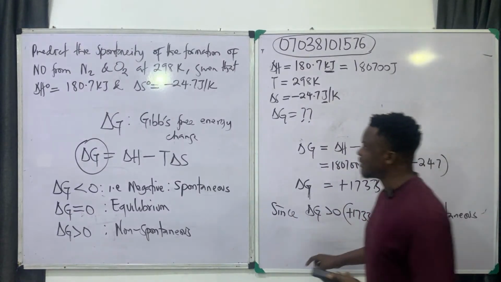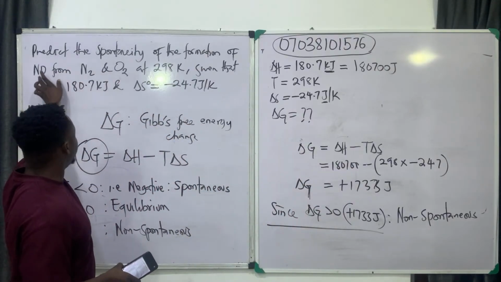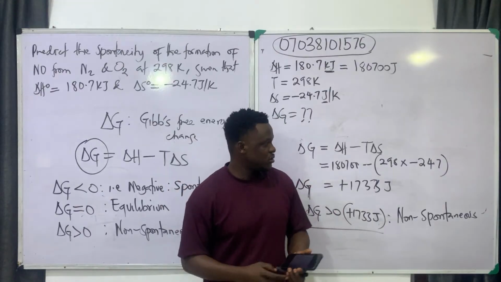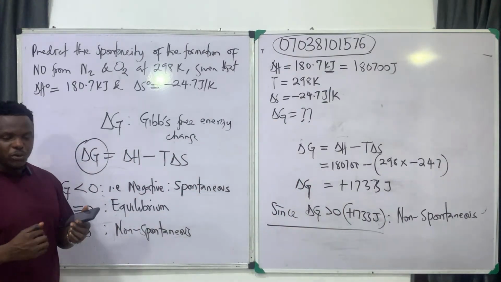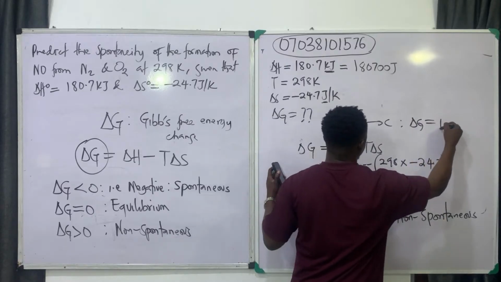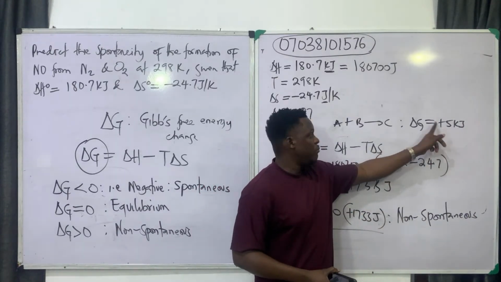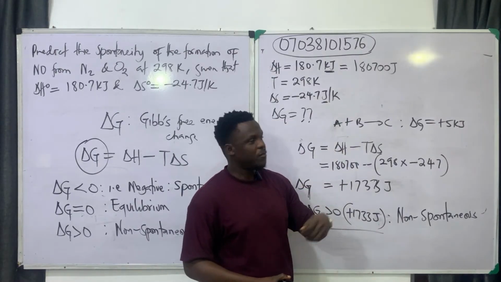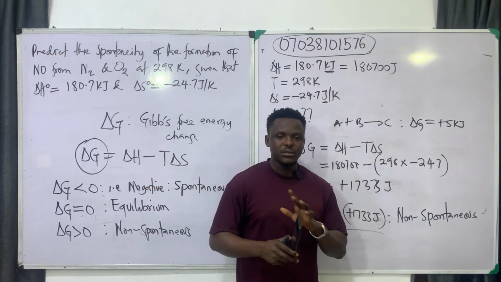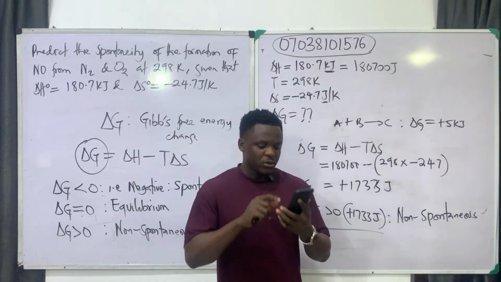So the answer for this is: since delta G is greater than 0, the formation of this is non-spontaneous. But let me say this. If a process is non-spontaneous going forward, the reverse will be spontaneous. So if A plus B gives C, delta G is plus 5. This process is non-spontaneous because delta G is positive. But when I reverse this, it becomes negative. So if a reaction is non-spontaneous in a particular direction, when you reverse that reaction, it becomes spontaneous, and vice versa. Okay, this is under thermodynamics.